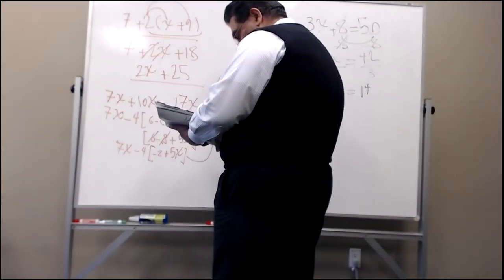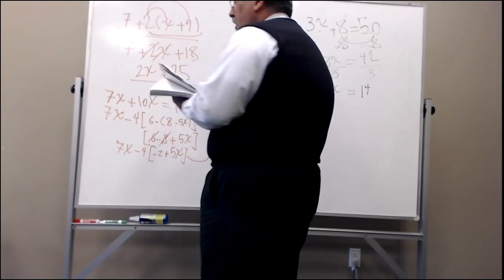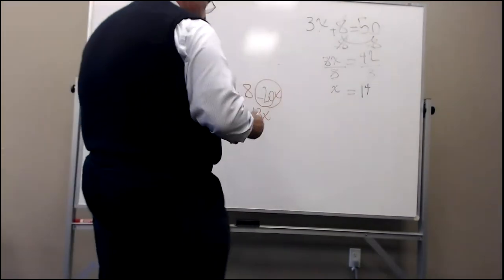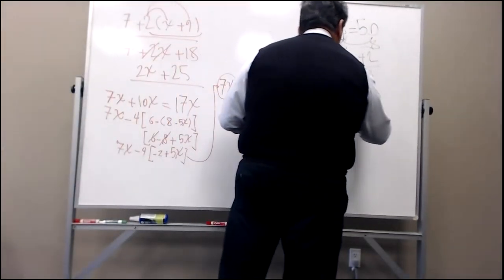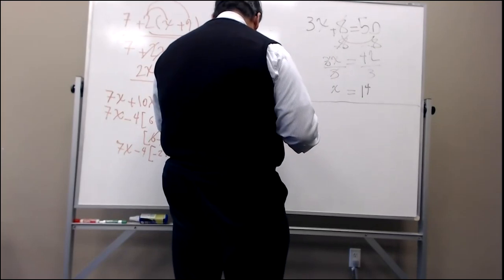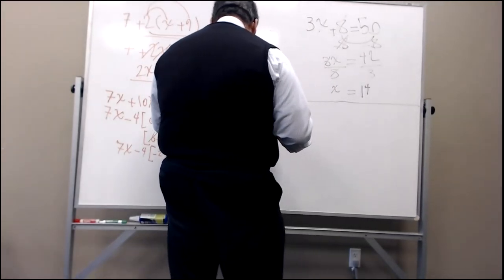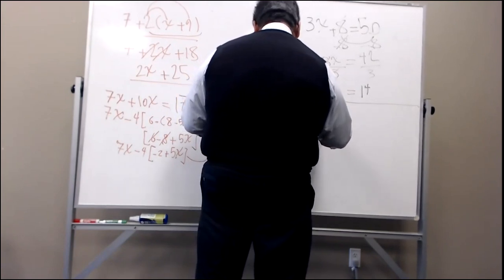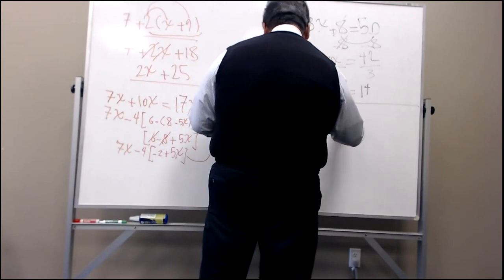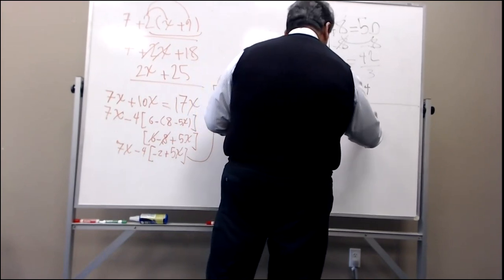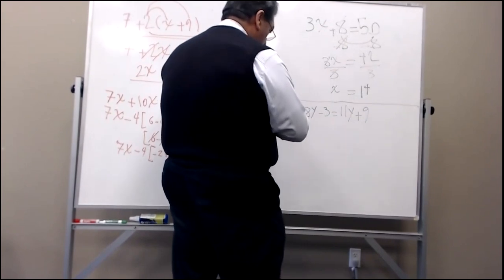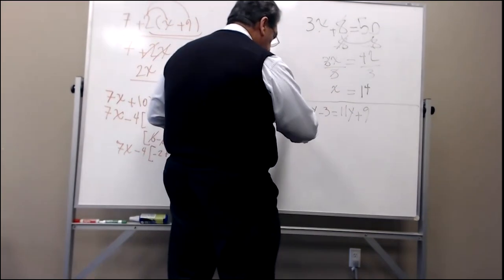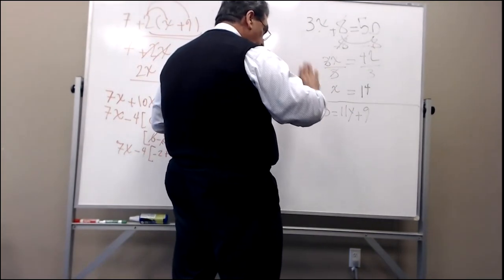Let's do, for example, number 31. We have 8y minus 3 is equal to 11y plus 9. So we said when we want to solve a linear equation, bring all the variables to one side, all the constant numbers to another side.